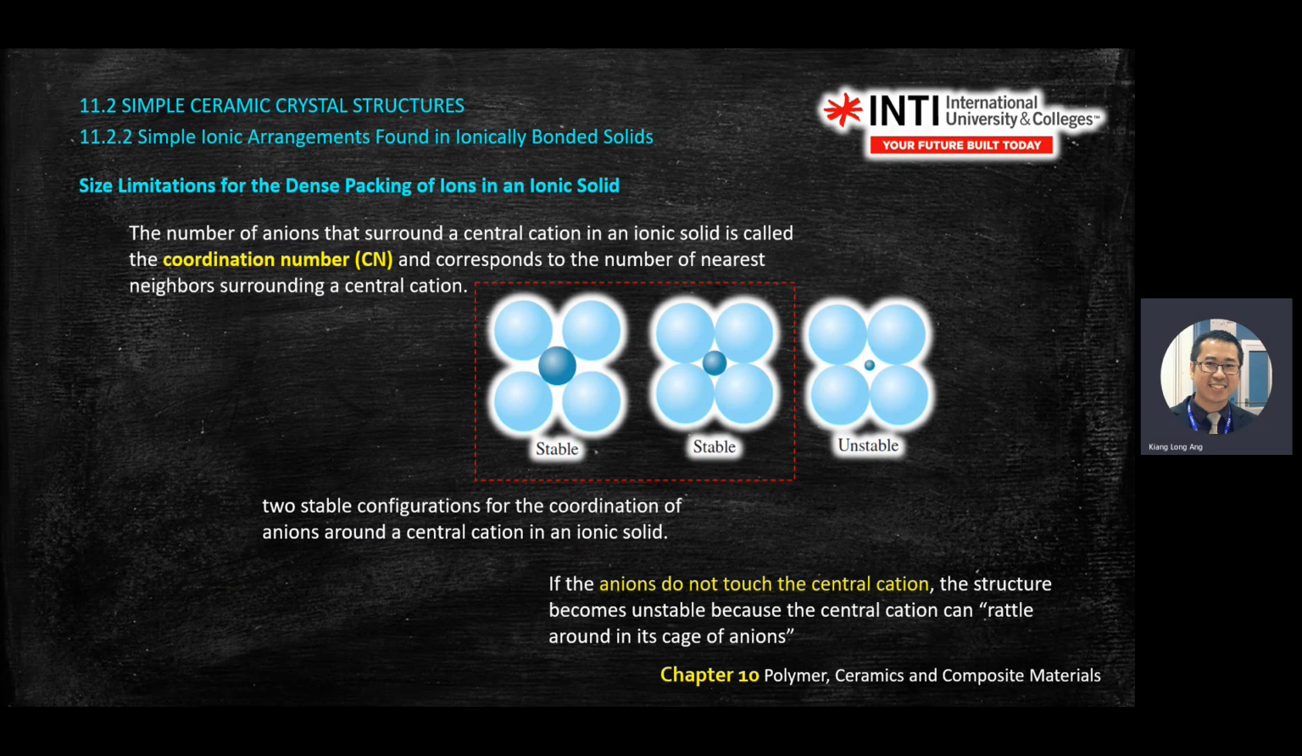Here we are looking at ions. The stable cases here are a coordination of anions around the center of a cation. Cation is positive charge. So all these are negative charge and then positive charge.